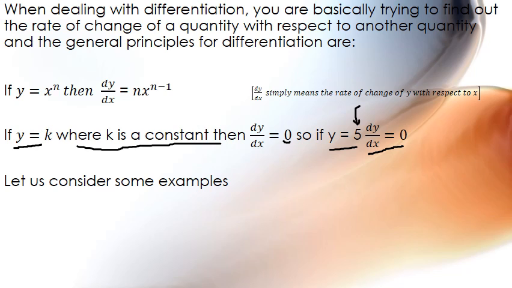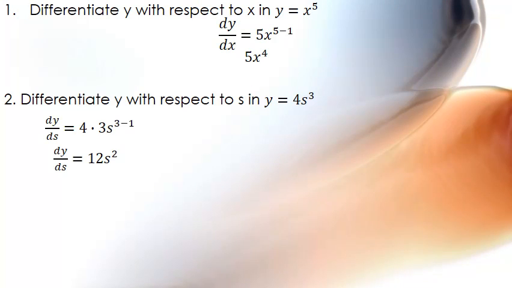So let's consider a few examples. In the first question, we're asked to differentiate y with respect to x in y equals x raised to the power 5. So using the general principle, we bring the 5 down, and we have 5 here, and then we have x raised to the power 5 minus 1. Here the 5 is the n, so we subtract 1 from the power. 5 minus 1 is 4, so we have 5x raised to the power 4. So that's our dy/dx, that's the answer.